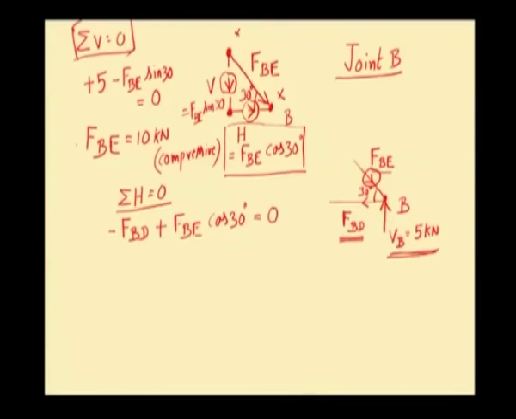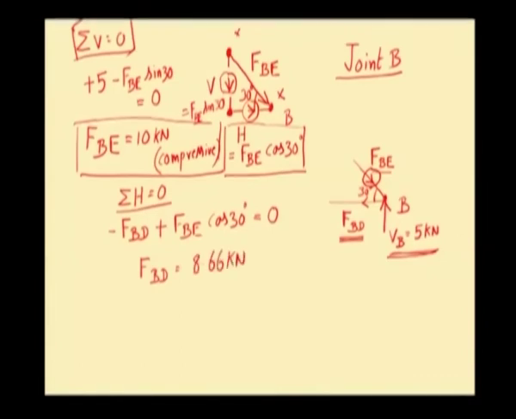Already we have found out the value of FBE. FBE is 10 kilonewton compressive, from which we can get the value of FBD. So, FBD will come as 8.66 kilonewton, which means that our assumed nature of force for the member BD is right. We have assumed tensile force for the member BD, and hence FBD will be 8.66 kilonewton tensile.